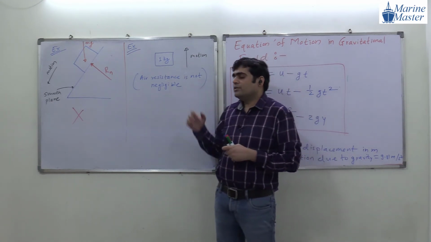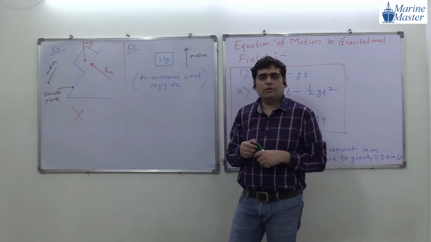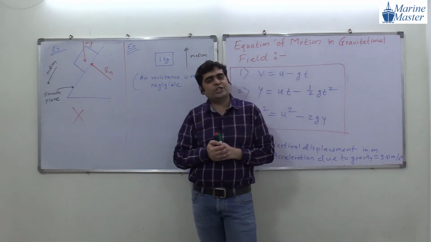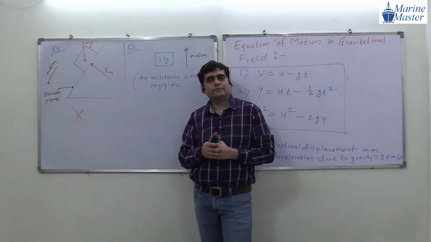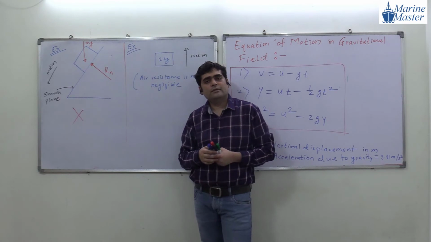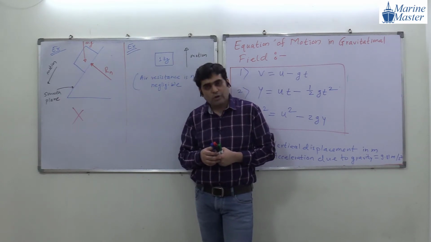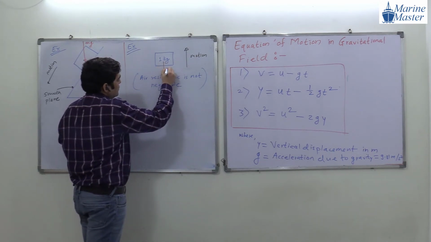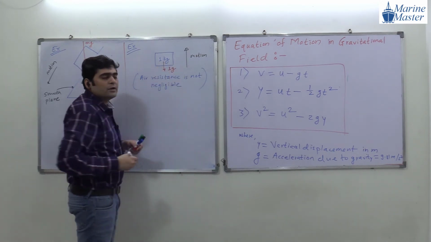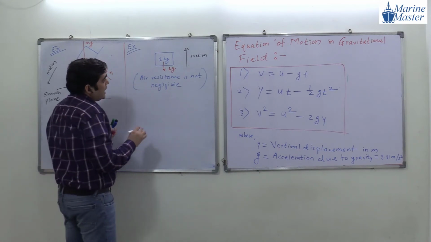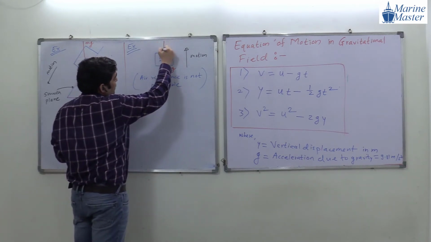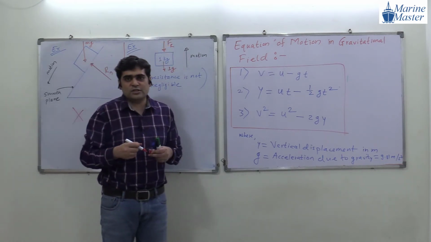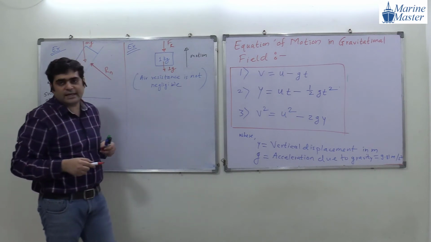So guys, now tell me, in this scenario, can we apply equation of motion in gravitational field? Why can't we apply it? Because the weight of the object here is 1g. But as the object is going up, there will be resistance to the object, F resistance. So in this scenario, how many forces are acting here?